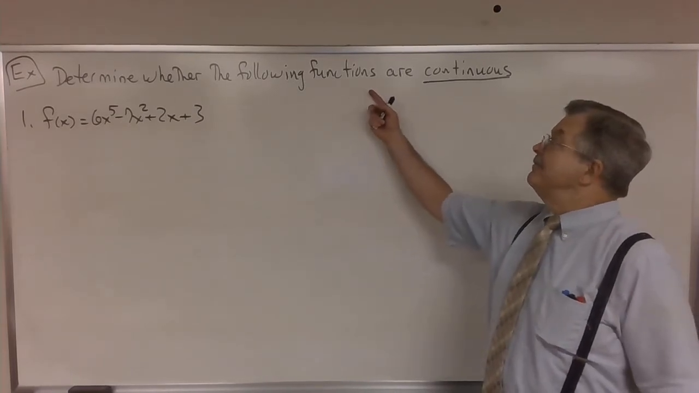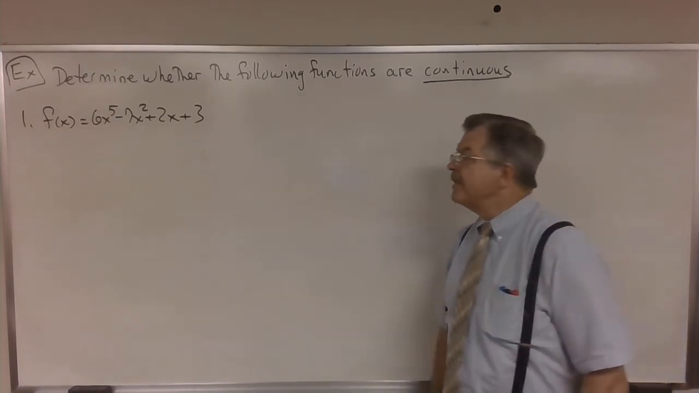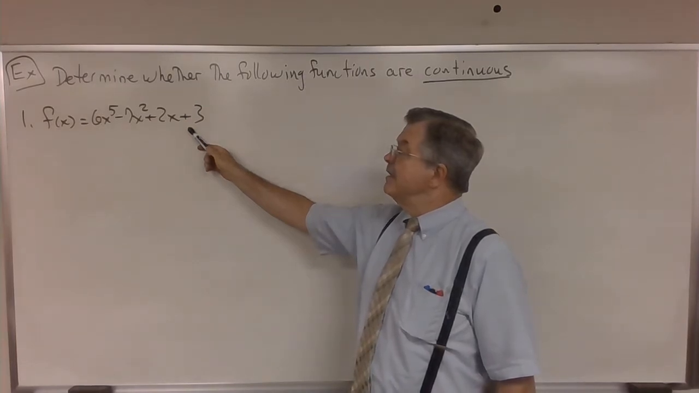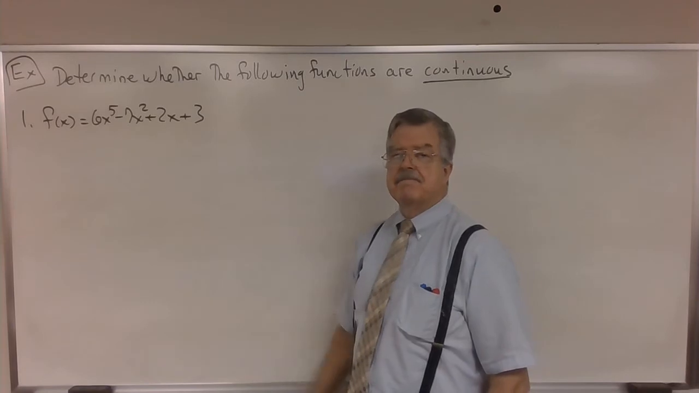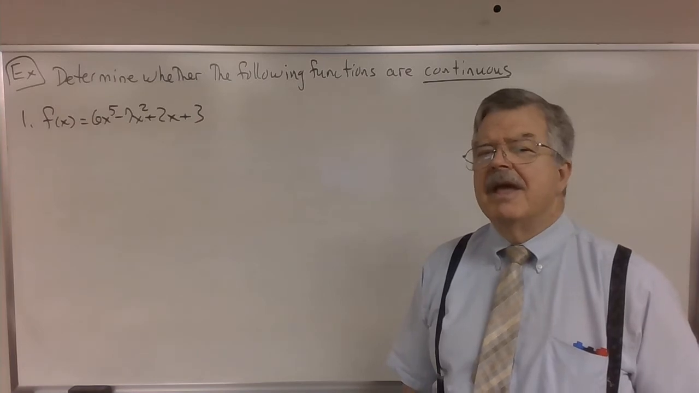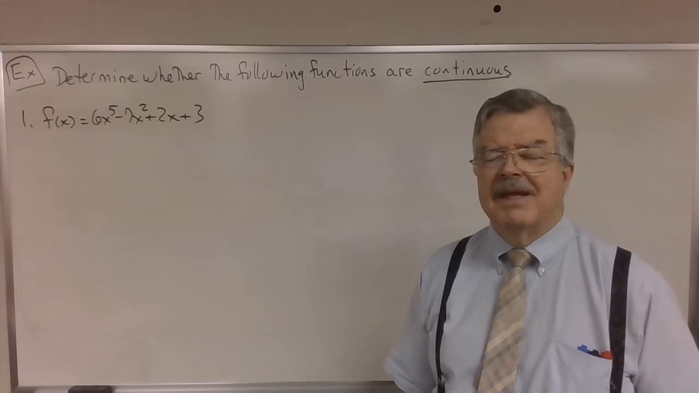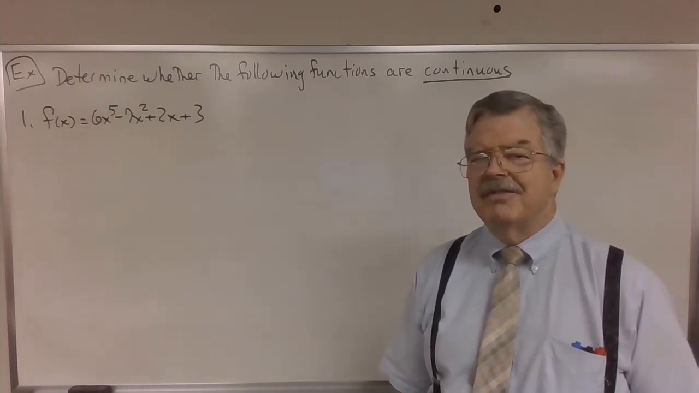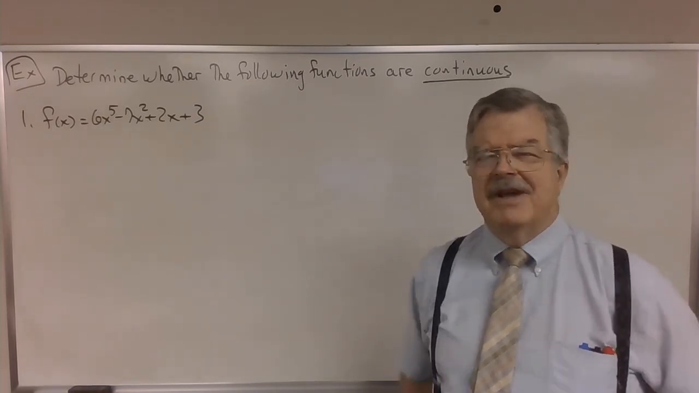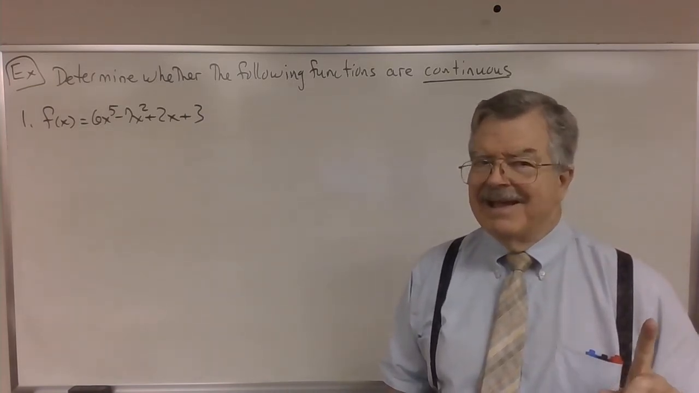Okay, determine whether the following functions are continuous. And here's our first example. F of x equals 6x to the fifth minus 7x squared plus 2x plus 3. But what do you think? Continuous or not continuous? And if it is continuous, how can we justify our answer? Now, some of us are probably sitting there thinking, well, I know the answer, but there's got to be more to it than what I'm thinking. And maybe not.